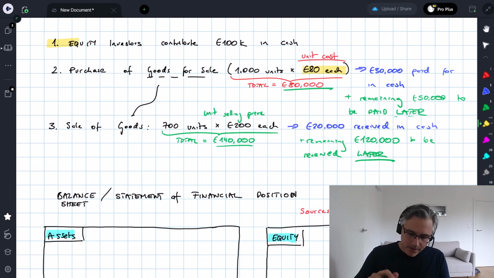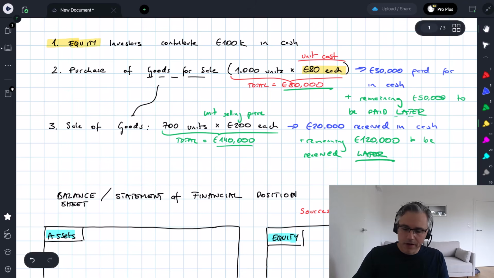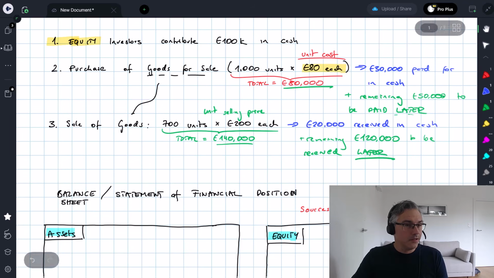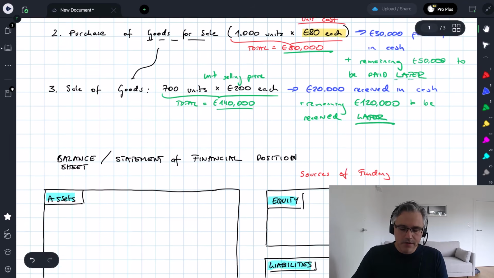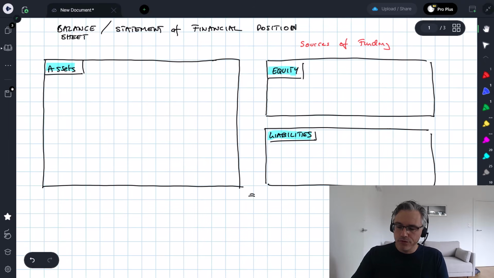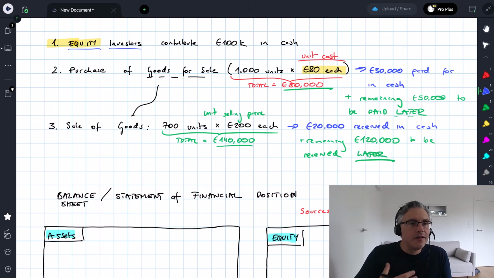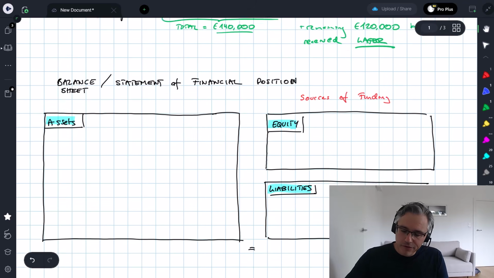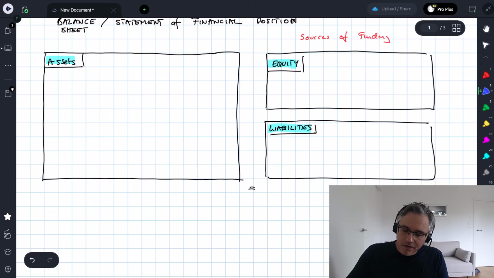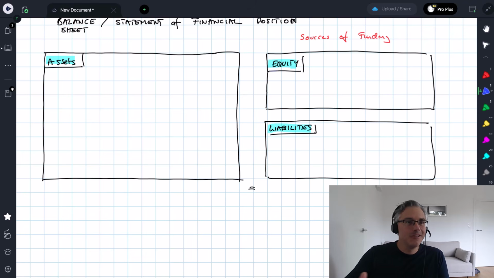Brilliant. Now, you can see that I highlighted at least the beginning of that transaction, that event, in yellow, because I'm going to use different colors to show you the effects of the individual transactions. Go back here for a moment. If the equity investors, i.e. the owners, probably shareholders if we're talking about a public limited company of some type, contribute 100,000 in cash, of course, the funding which is attributable to owners, which we call equity, will need to reflect that.